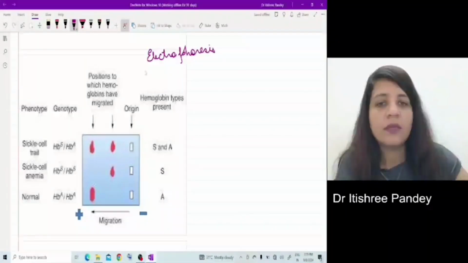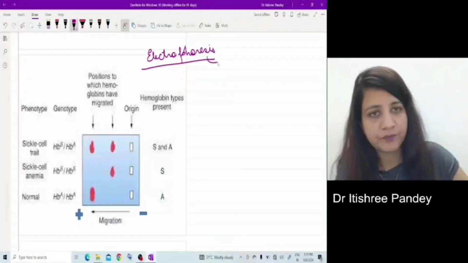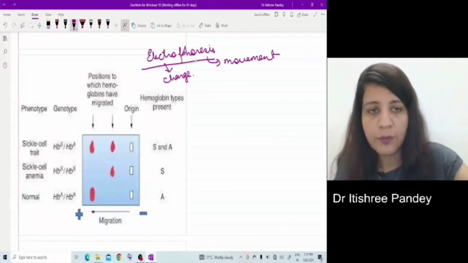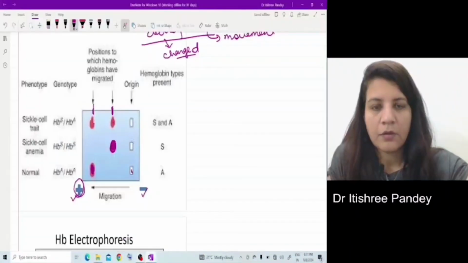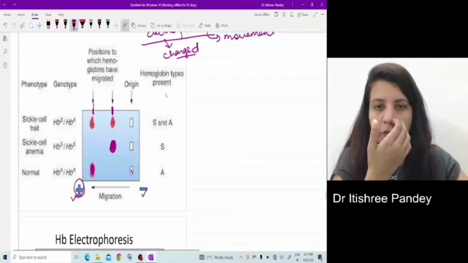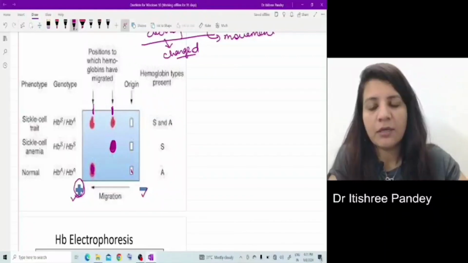Electrophoresis means there is movement depending on the charge of the particle. Phoresis means movement, electro means charge. So there is movement according to the charge present on the proteins. So in electrophoresis, there is movement of charged particles from the origin towards the cathode.